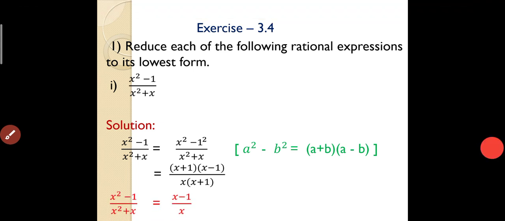So what is the balance? (x − 1) divided by x. Now this is the lowest form of the given rational expression. Is it clear? First we have to factorize. If it is possible, we can cancel the common factors, then the remaining is the lowest form.